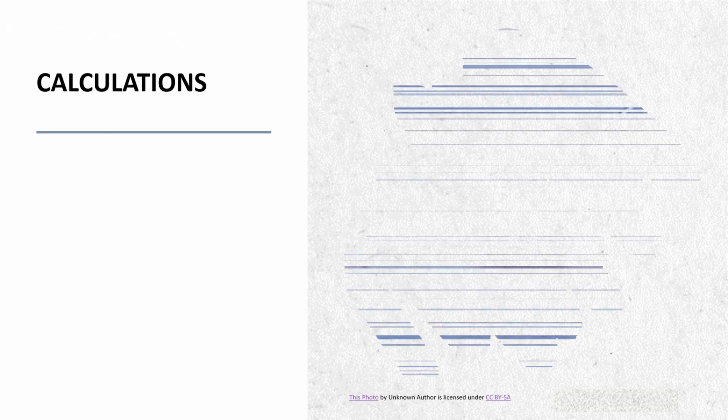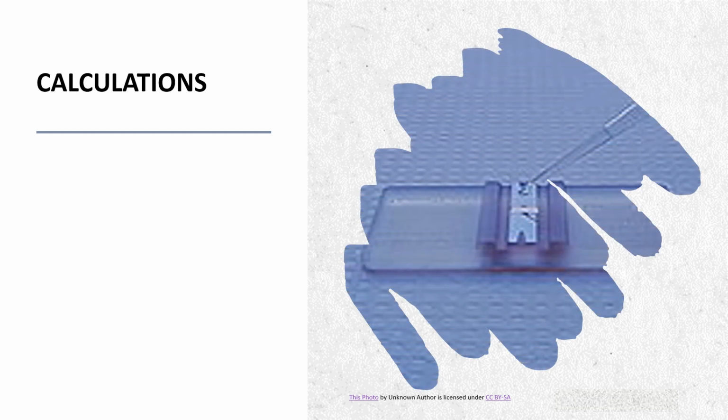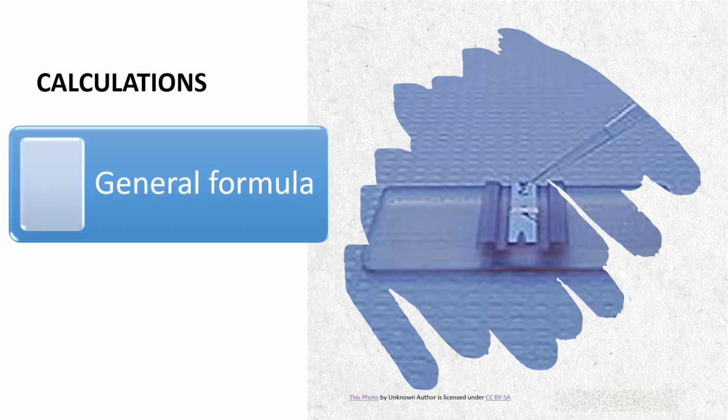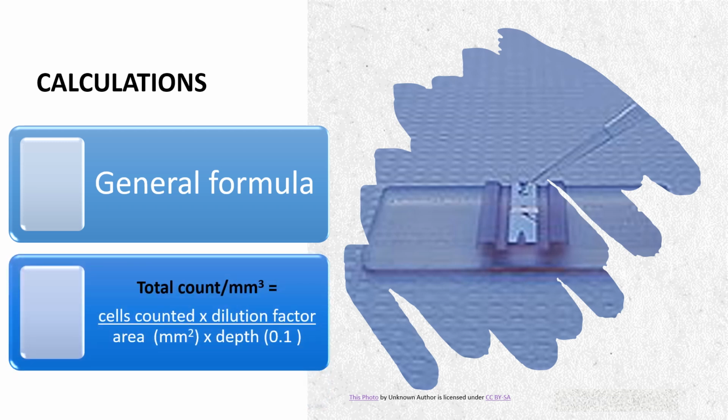Calculations are needed to adjust to the dilution made and to correct the volume that was used for counting. The general formula for manual cell counts is as follows and can be used to calculate any type of cell count. The calculation yields the number of cells per cubic millimeter. The number of cells counted is multiplied by the dilution factor used. The product of this is divided by the area and multiplied by the depth, which is constant at 0.1.